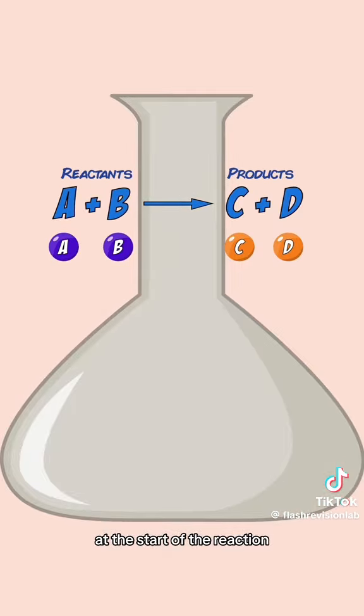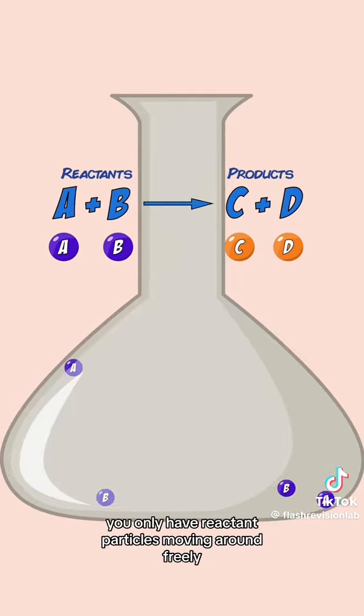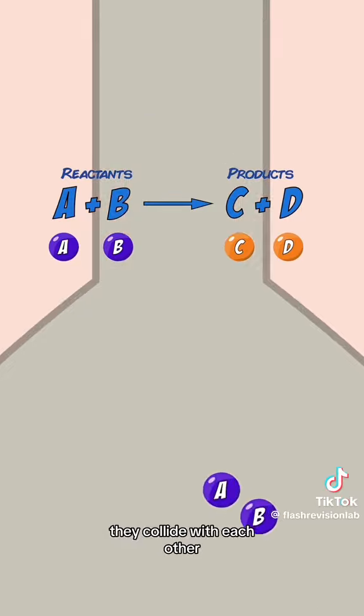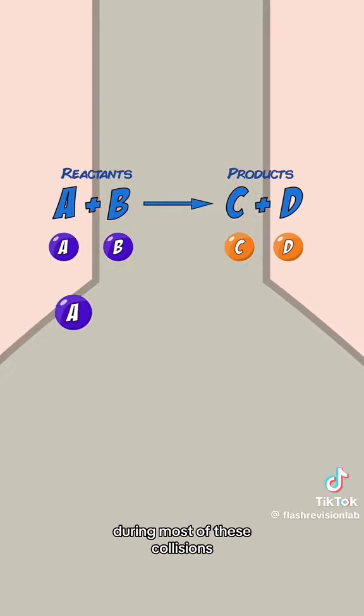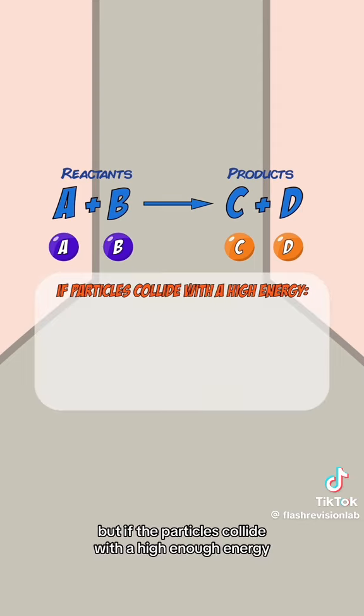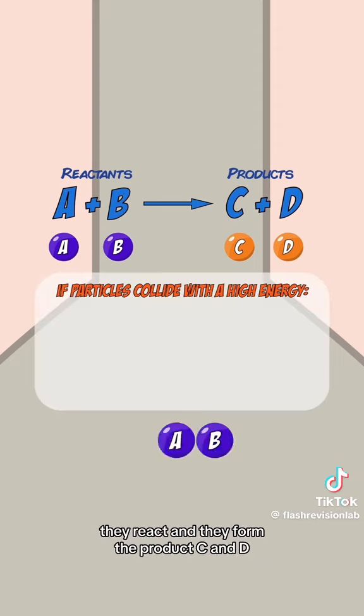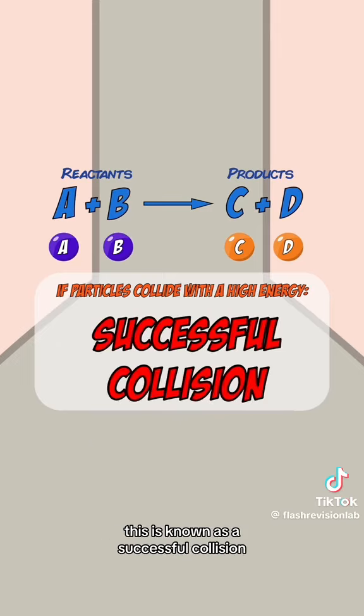At the start of the reaction, you only have reactant particles moving around freely, and during this motion they collide with each other. During most of these collisions, nothing happens, but if the particles collide with a high enough energy, they react and they form the products C and D. This is known as a successful collision.